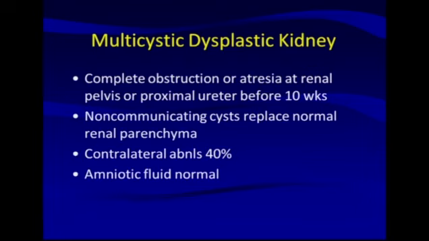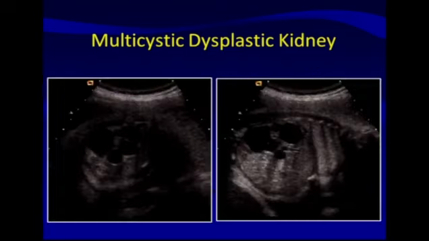contralateral abnormalities. And here's an example of a multicystic dysplastic kidney. You can see these cysts of multiple shapes and sizes filling the renal fossa. There is no normal renal parenchyma within this kidney. This is a non-functioning kidney.